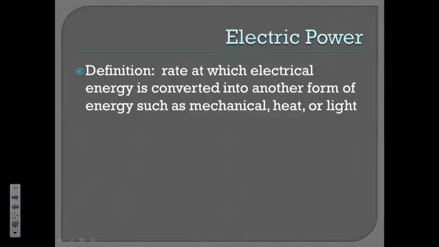So we've got mechanical energy when you're pumping a hand crank, and then that hand crank is turning on a light bulb. So that's mechanical energy into electrical energy. So electrical power is how fast, how quickly are we turning the other form of energy into electrical energy.